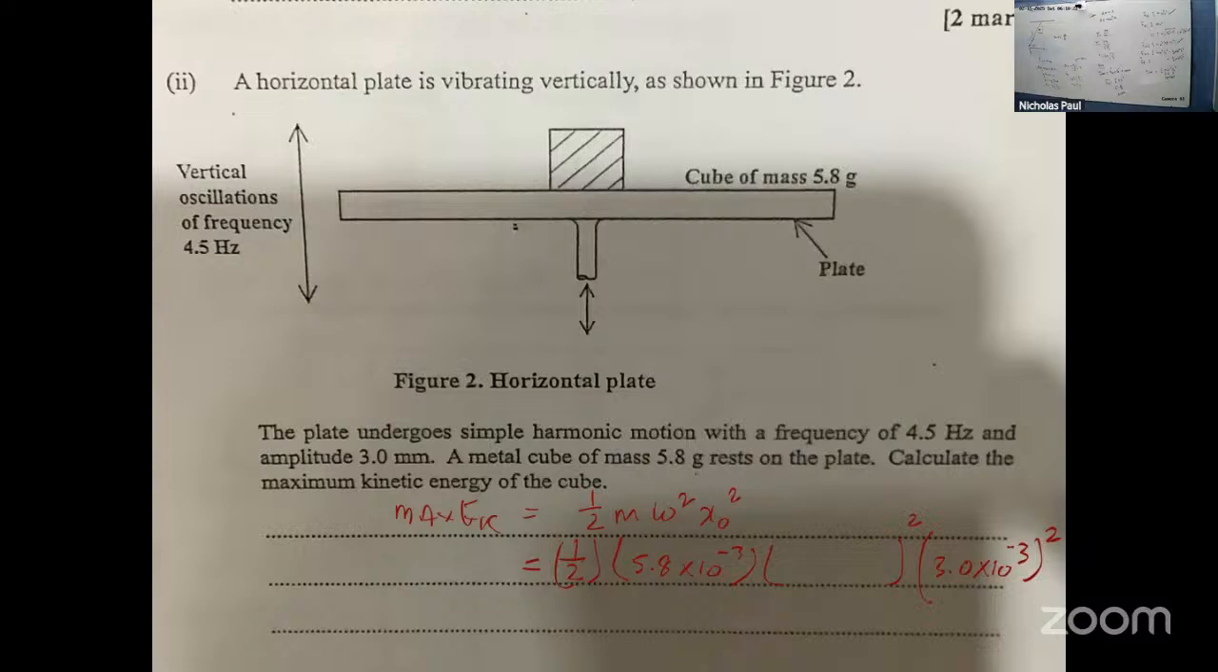Right. How are we getting omega though, right? We don't have omega, all we have is frequency. So omega is what? Omega is 2 pi times frequency. So omega will be 2 pi multiplied by 4.5 hertz. How much is that? 28.27.